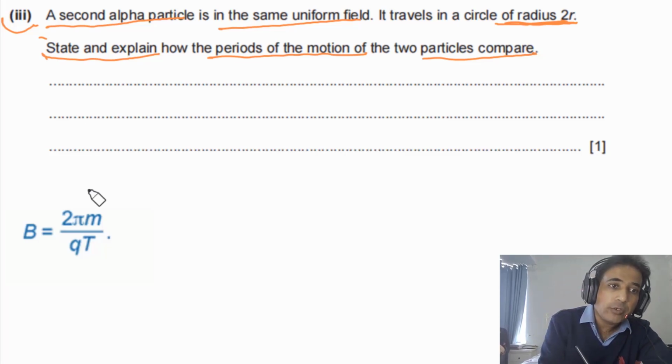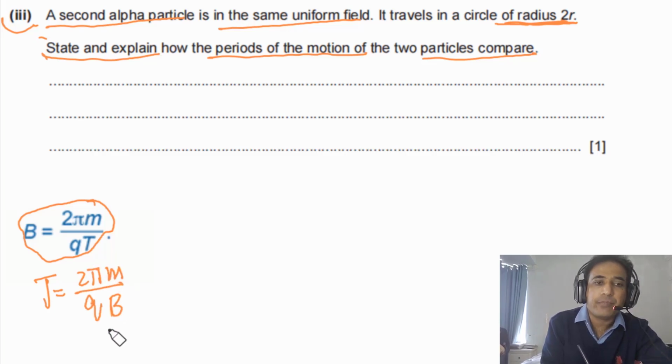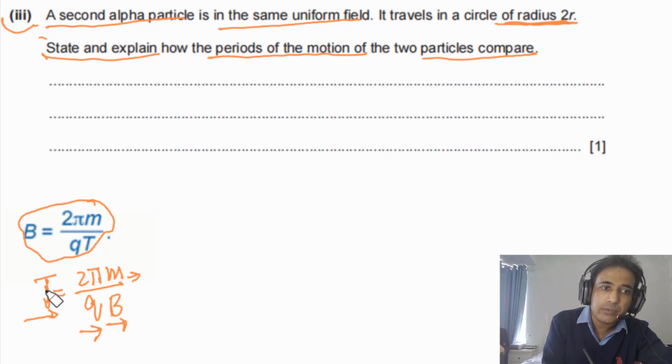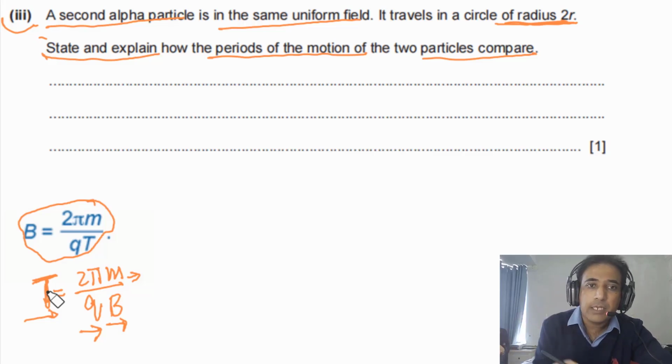Now if you look at this equation, we have already derived in the last part, and if we rearrange this one, we can say T will be equal to 2 pi M divided by Q times B. In this case Q is the same, B is the same, M is the same, so it means time period for these two particles is also the same. This is straightforward way to answer this question. Now let's try to understand this one in a better way so you can clear your concept.